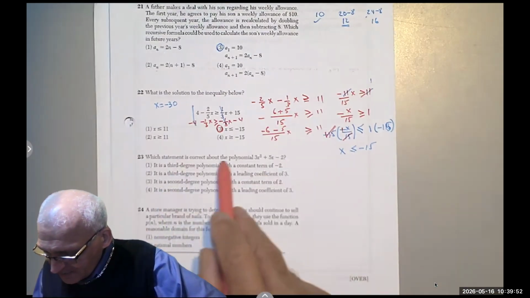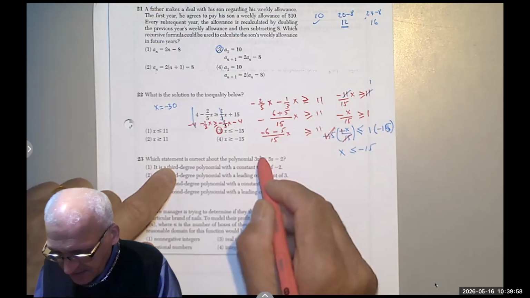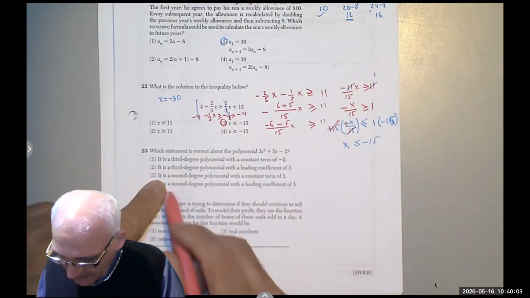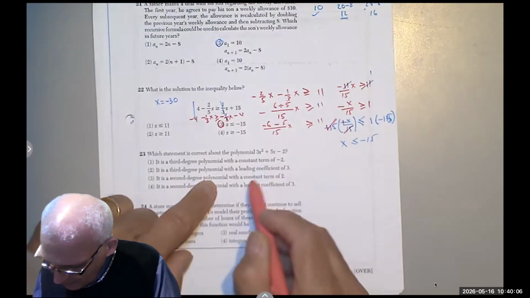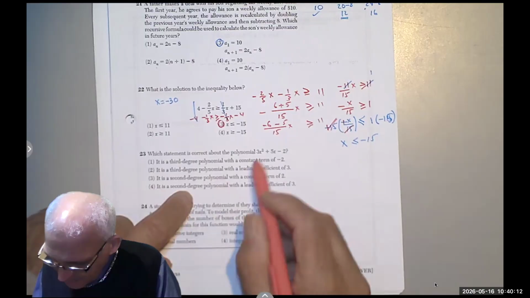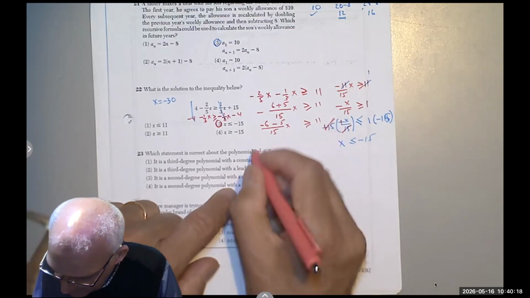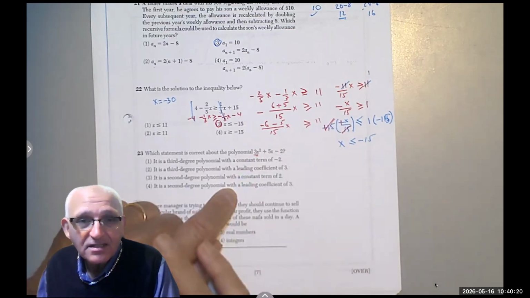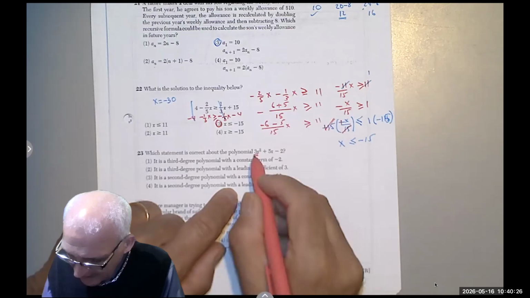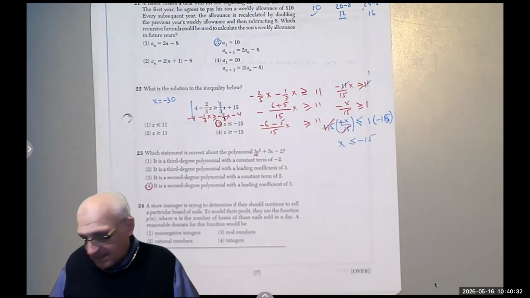Which statement is correct about the polynomial 3x squared plus 5x minus 2? It's a third degree. No, it's a second degree. It's quadratic. It's a second degree polynomial, yes, with a constant term of 2. No, constant is negative 2. It's a second degree polynomial, of course, that has to be the correct one, with the leading coefficient. The leading coefficient is the coefficient or the multiplier of the highest degree. Highest degree here is 2, meaning x squared, and the leading coefficient is 3. Yes, it is 3.